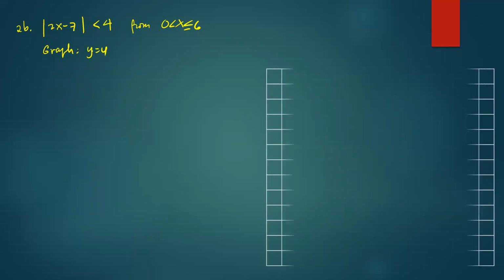Okay, now let's go to 2B. 2B, again, you need to solve this graphically. The modulus of 2x minus 7 less than 4 for x greater than 0 but less than 6. Okay, so again, to do this, we need to graph y is equal to 4.